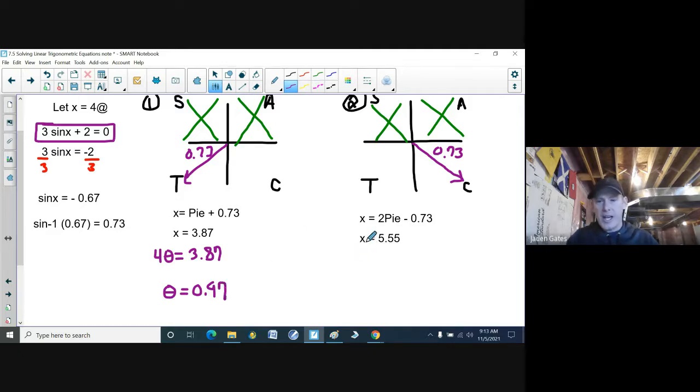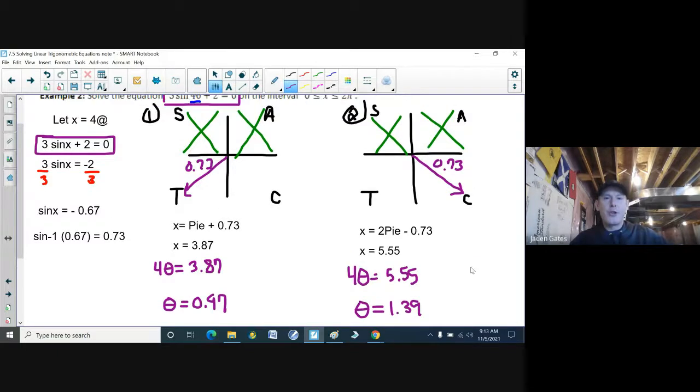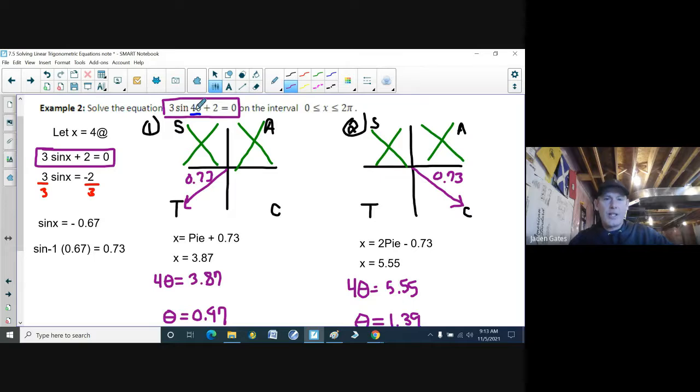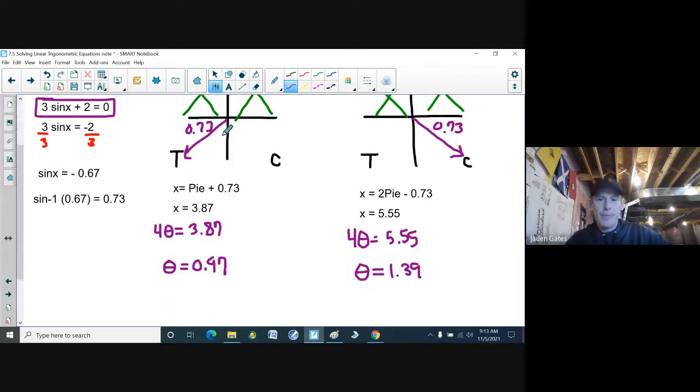And same thing with our second answer, x equals 5.55. Well, x is 4 theta equals 5.55. Once again, I'm going to divide both sides by 4 to get my theta by itself, and I'm going to get 1.39. There we go. So that time we made a substitution because I had something crazy inside my trig function. So that's one way to deal with this. Just make a substitution and then substitute back after.